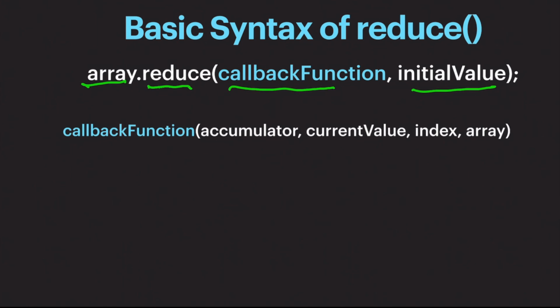I have also created separate lectures on filter and map and given the link in the description box. If you want to know more about filter and map, you can watch my previous videos. We also use the callback function in filter and map. Here we also use the callback function, but here we use four values. First is the accumulator, second is the current value, then index and array. All three of the latter we also use in map and filter, but the accumulator we don't use inside map and filter. So this is the basic difference.